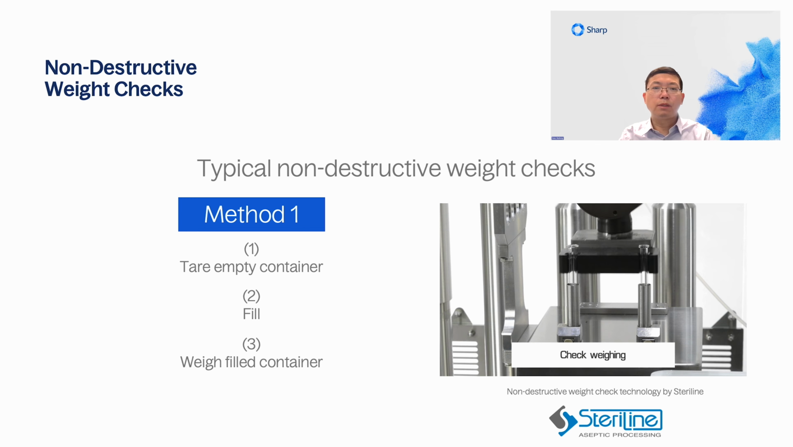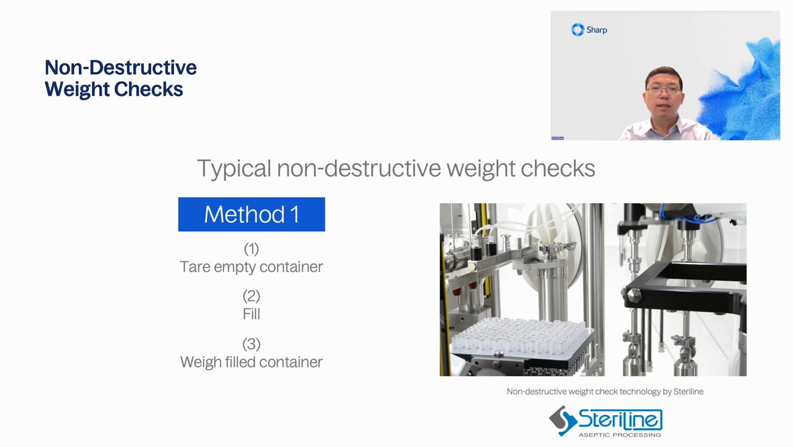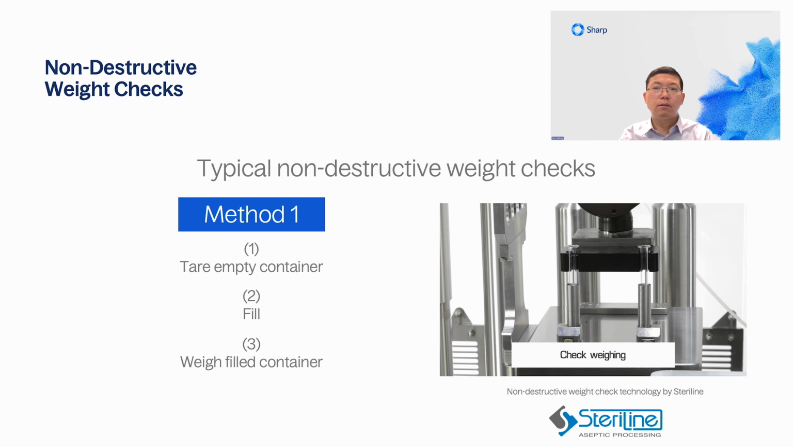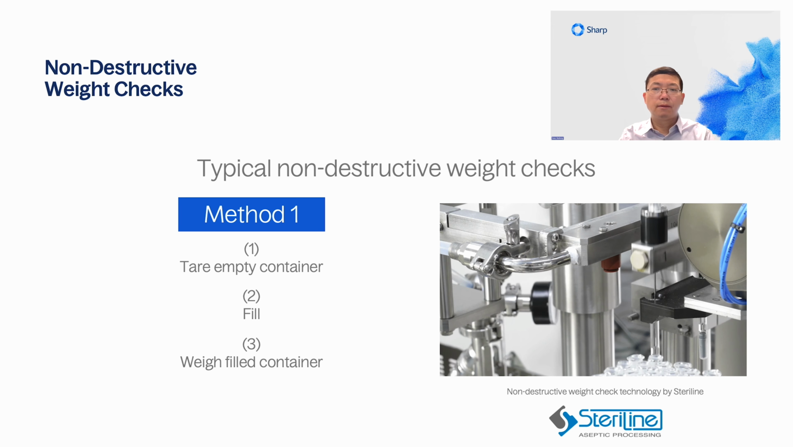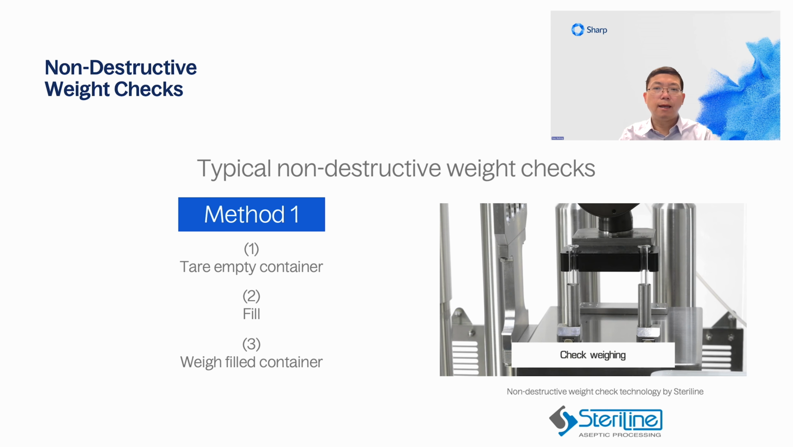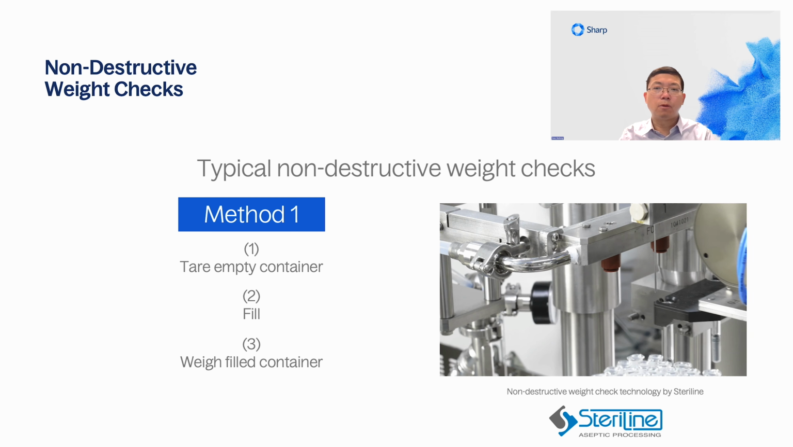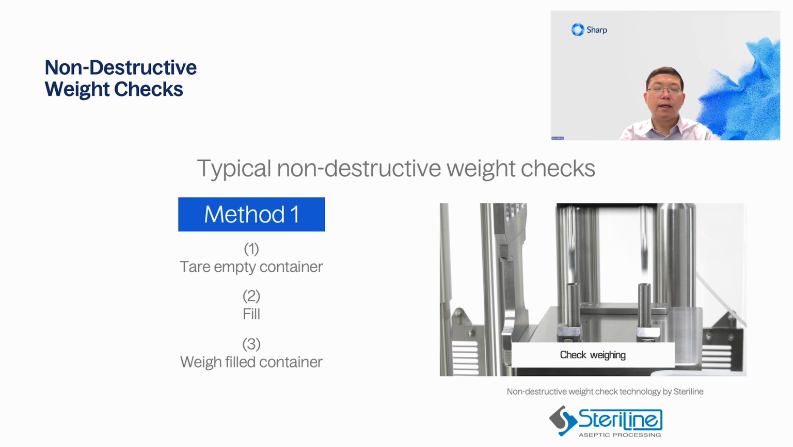For these, you will need a system, typically a robot, that can remove the container or containers from the nest, place it on a scale to get a reading of the empty container, then place them back into the nest for filling. The same container or containers will be removed from the nest again to be read and placed back into the nest before it exits filling. You can see on screen an example of this that the sterile line has created.